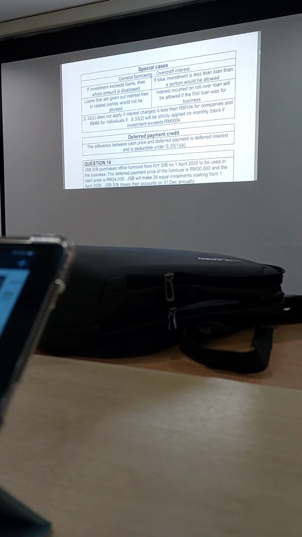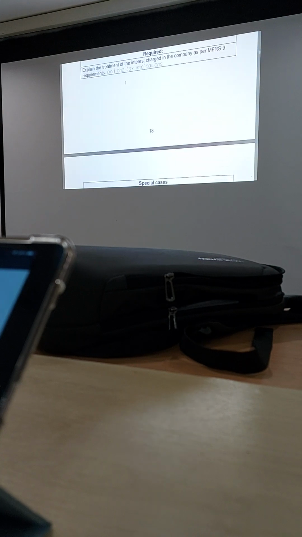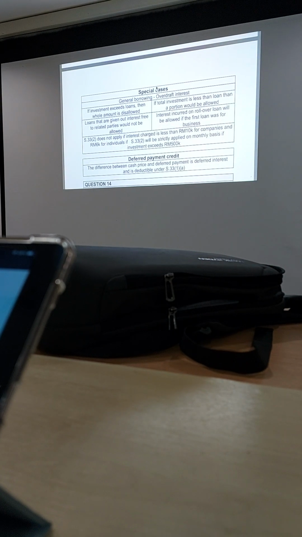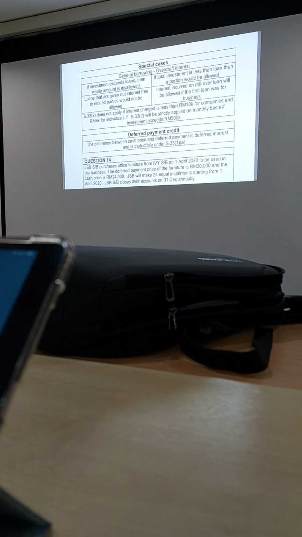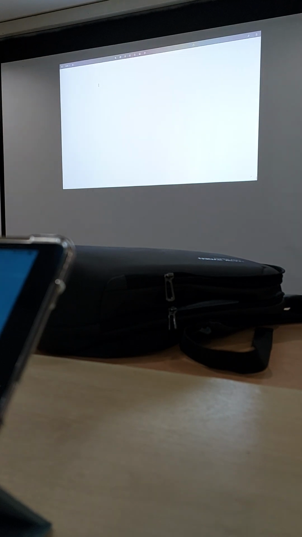When we do special cases, general borrowing, overdraft interest. This overdraft interest has special rules. What are the rules here? Rule number 1 for overdraft interest: you can deduct when investment income is more than OD interest. What does that mean?